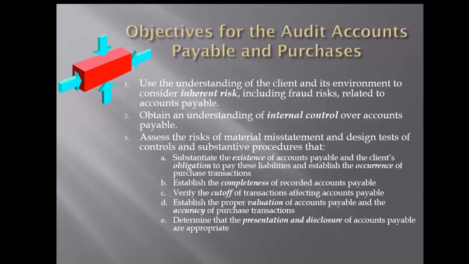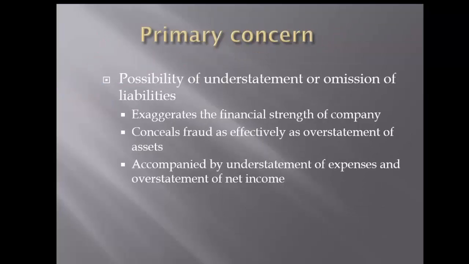So again, everything that we've talked about in the last chapter relates here. Inherent risk: understanding the client and its environment. The control risk is what are the controls over accounts payable. We're then going to assess the risk of material misstatement and design tests of controls and substantive testing that tests the existence of accounts payable, establishes the completeness of accounts payable, verifies that cutoff transactions are done appropriately, and determines that presentation and disclosure is made in an appropriate manner.